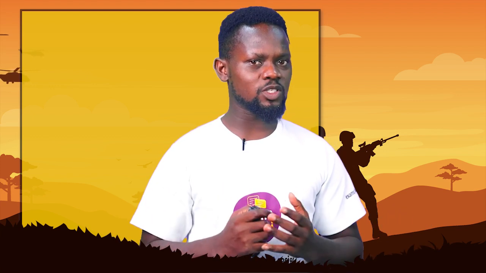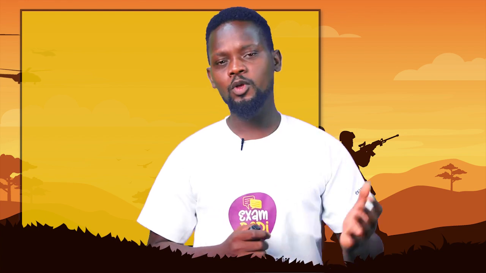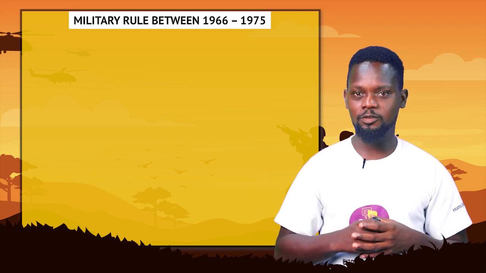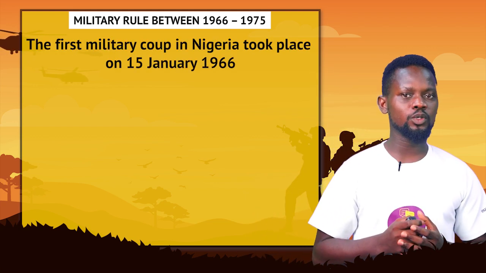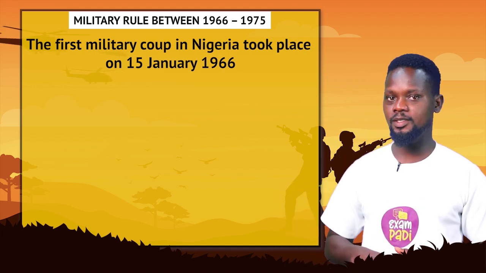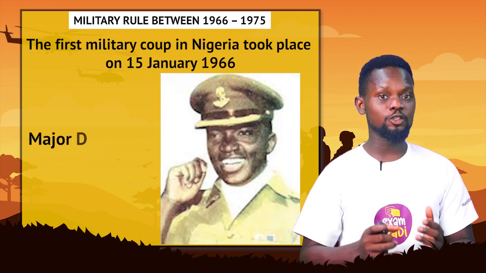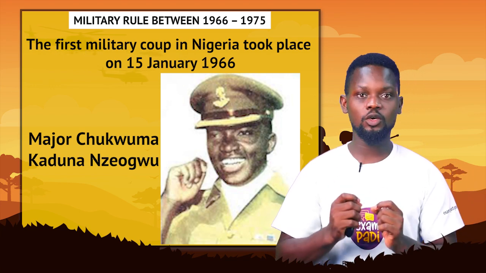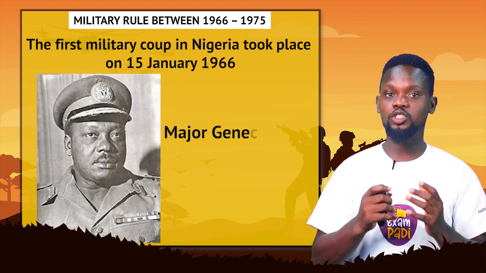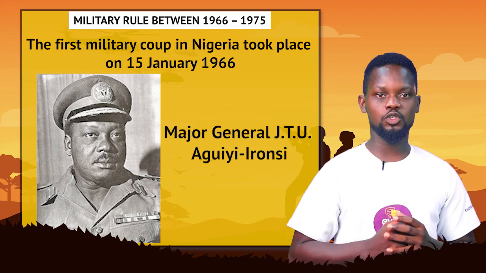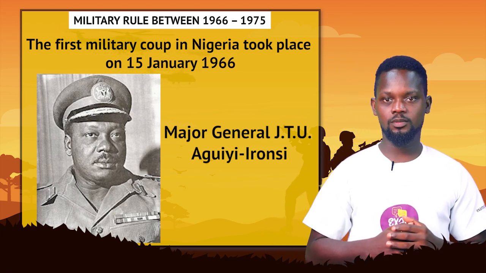Would you like to know who was the military ruler at that time? Come along with me as we examine the military rule between 1966 and 1975. The first military coup in Nigeria took place on the 15th January 1966, led by Major Chukwuma Kaduna Nzeogwu. But the then most senior military officer, Major General J.T.U. Aguiyi-Ironsi, later took over the position of the head of state.